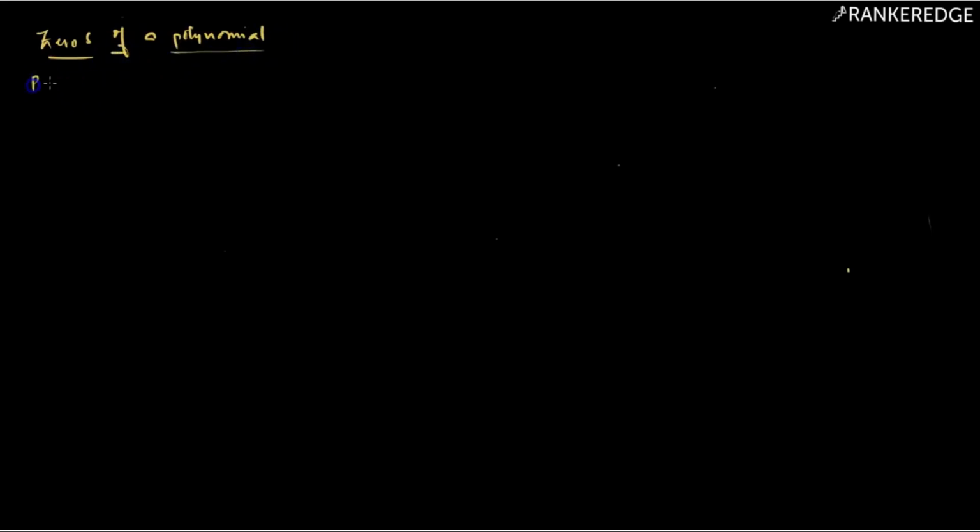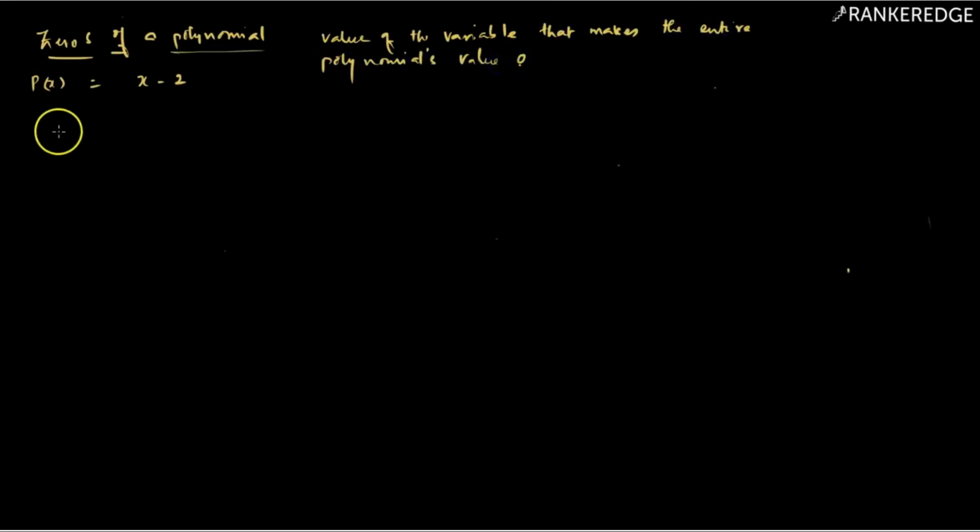Let's say my polynomial is p of x is equal to x minus 2. It is a linear polynomial in one variable. What is the zero of this polynomial? The zero of a polynomial is that value of the variable that makes the entire polynomial's value 0. So how do I find that value of the variable that makes the entire polynomial's value 0?